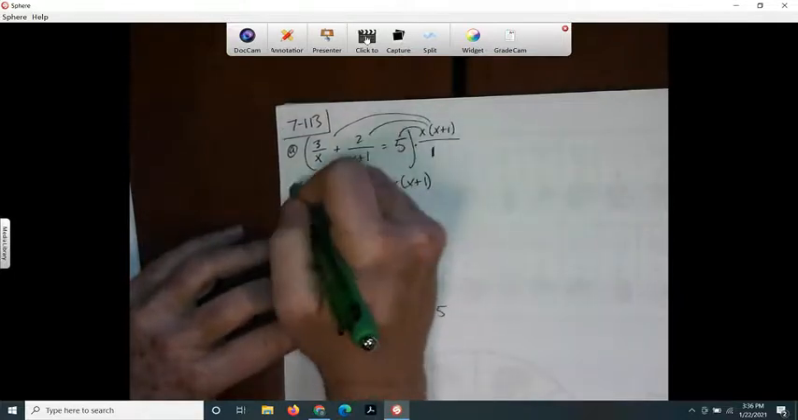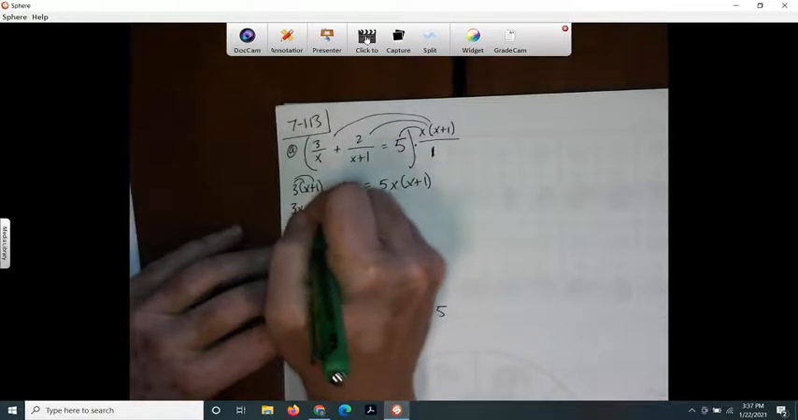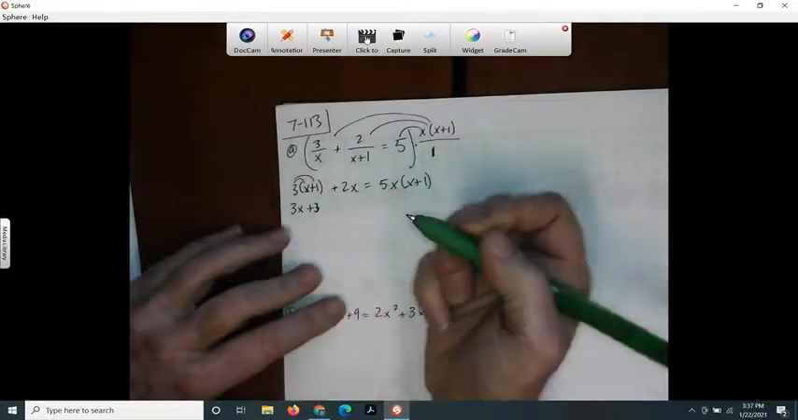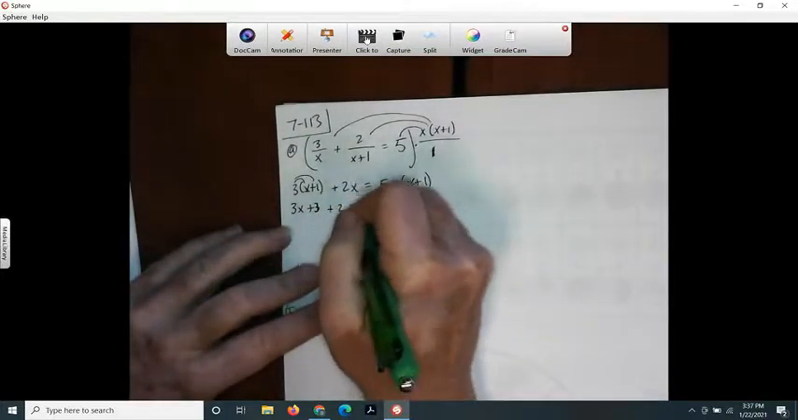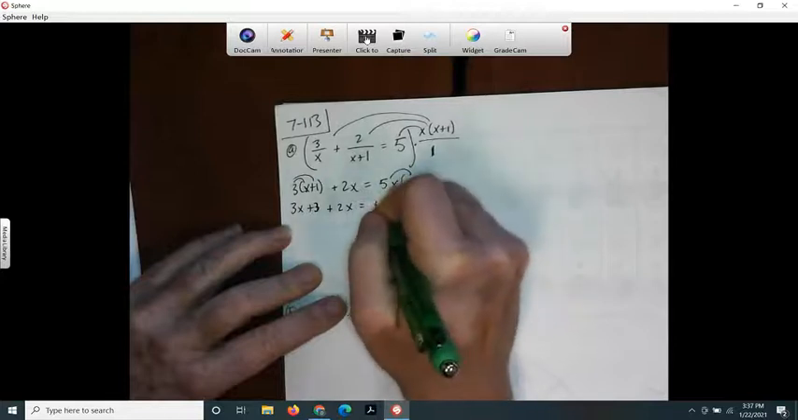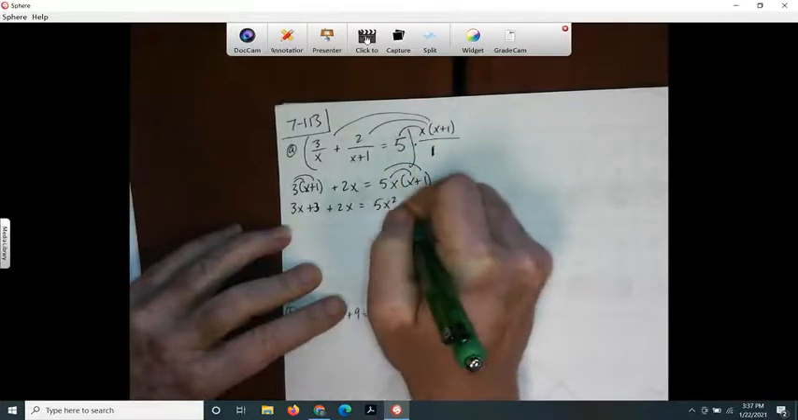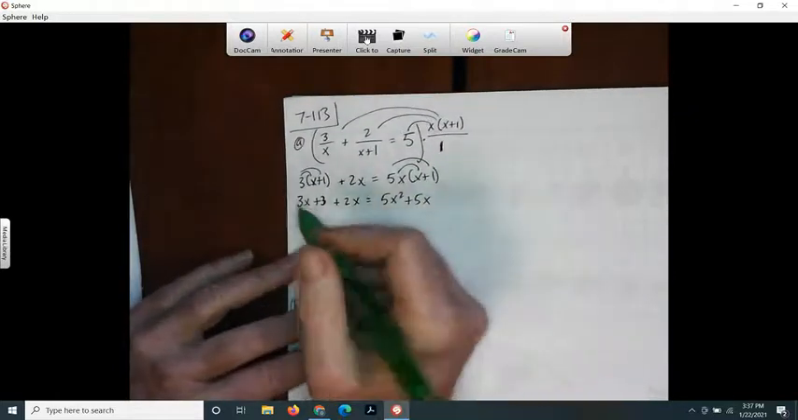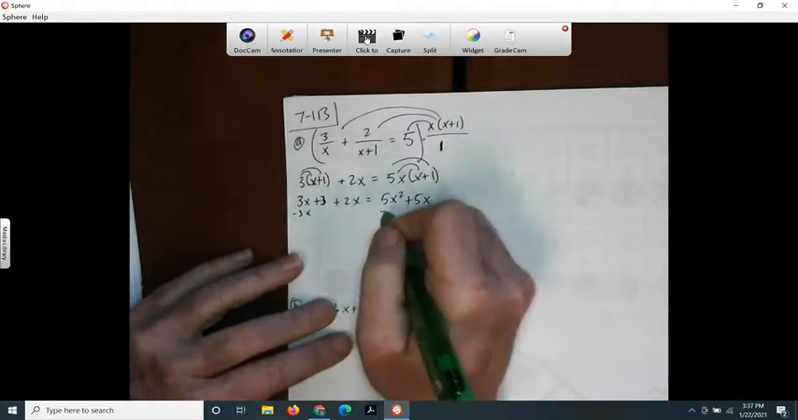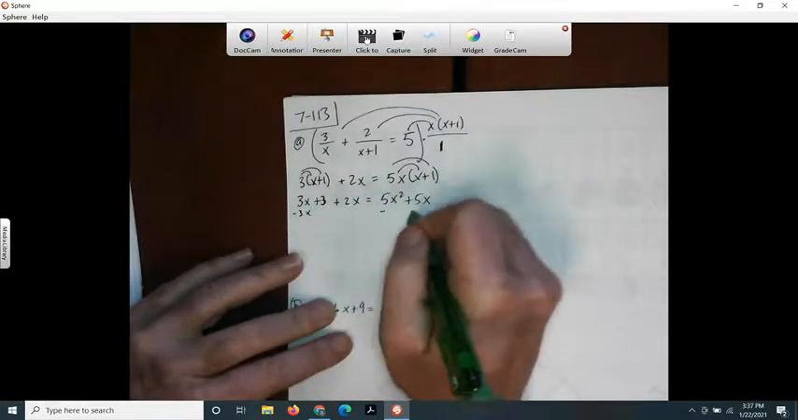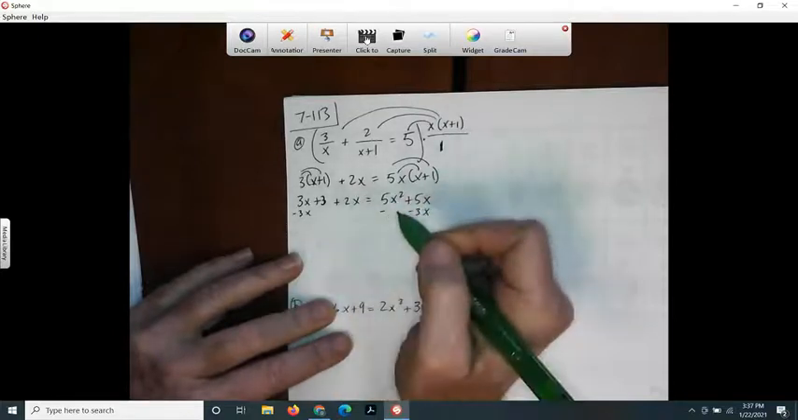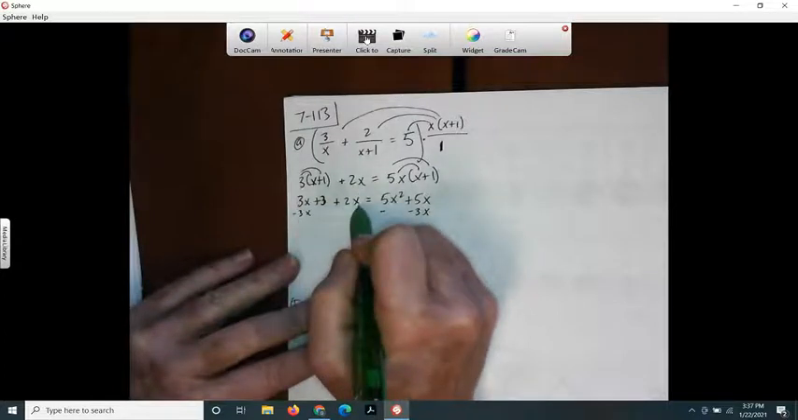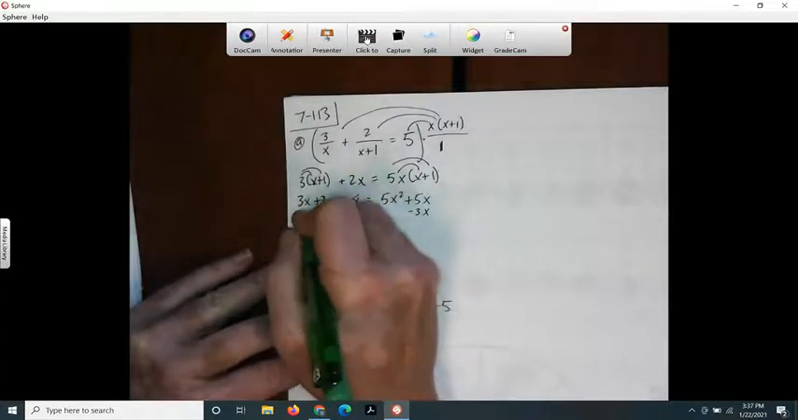So I'm going to distribute my 3. 3 times 1 is 3. Oh, I hope I don't mess it up. Okay, and then maybe we'll get everything all on the same side. Oh, I should have added these up. So 3x plus 2x is 5x. Hopefully you don't mind if I do that.